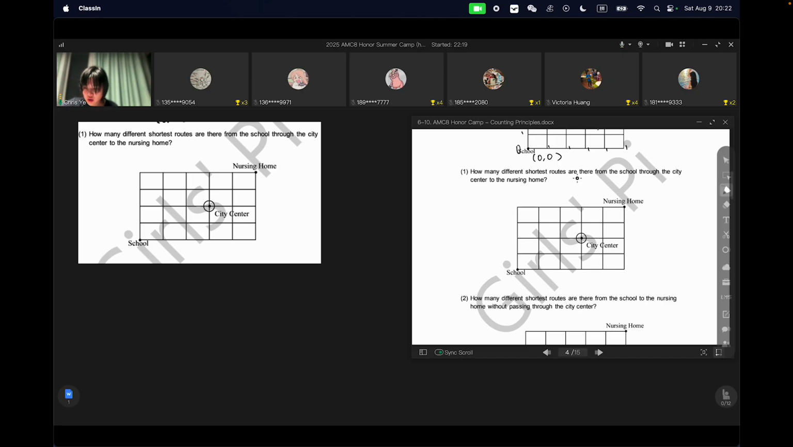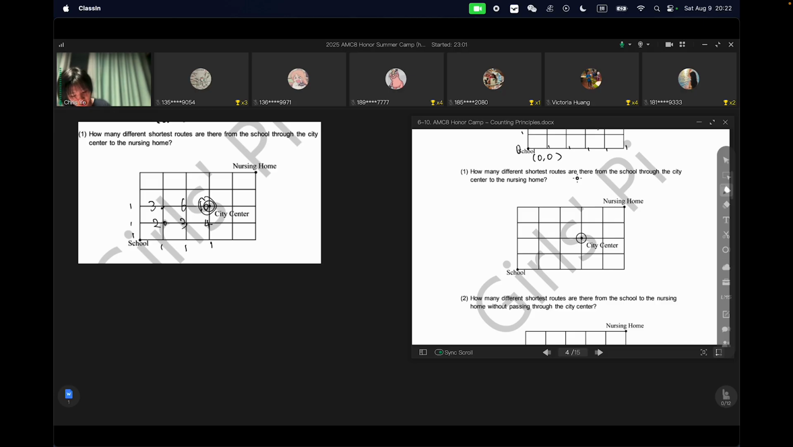So we need to figure out how many ways there are for him to get to the city center first from school. So using the labeling method, just say we have 1, 1, 1, and 1, because these are the number of ways that he can get to this exact point. Then for this one, it's just going to be 1 plus 1 equals 2. For this point, it will be 2 plus 1 equals 3. For this point, 3 plus 1 equals 4. And for this point, it will be 1 plus 2 equals 3, and so on. So there are 10 ways for him to get to the city center. Are there any questions? If not, then let's continue the problem.